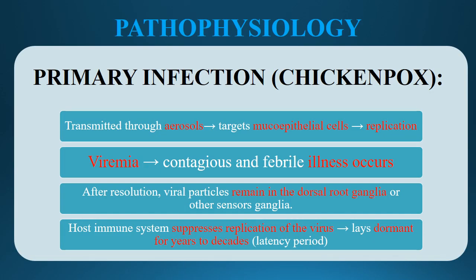Next, pathophysiology of Varicella zoster virus. The primary infection caused by the Varicella zoster virus is chickenpox. It is transmitted through aerosols and targets the mucoepithelial cells, then starts its replication. Then viremia occurs, with a contagious and febrile illness. After the resolution, the viral particles remain in the dorsal root ganglia or other sensory ganglia. Then the host immune system suppresses the replication of the virus, which lies dormant for years to decades in the latency period.